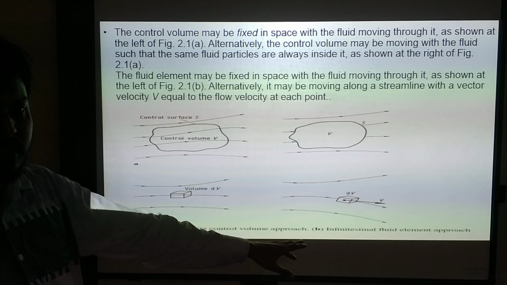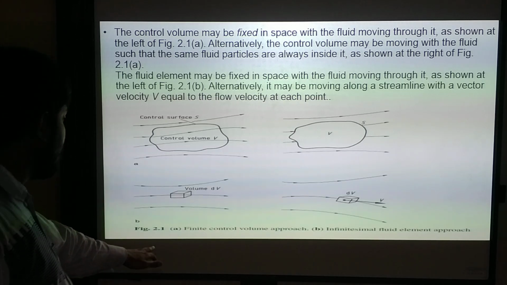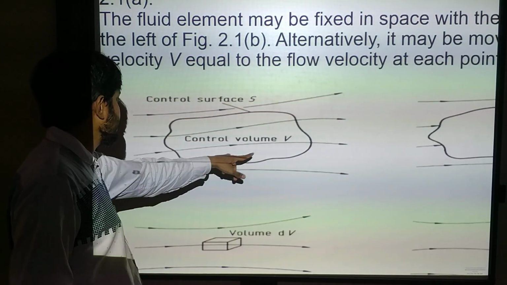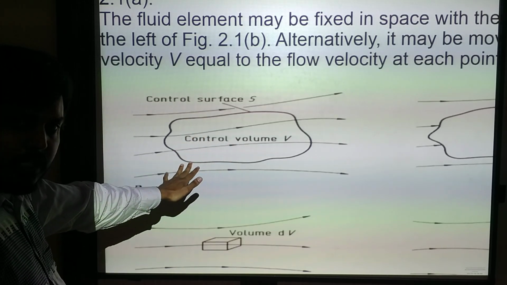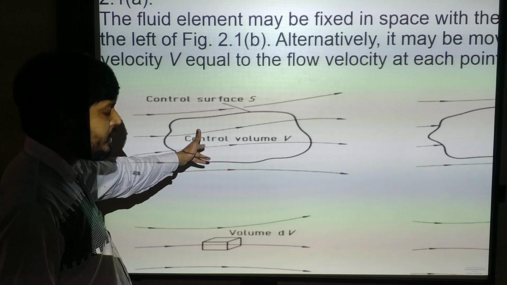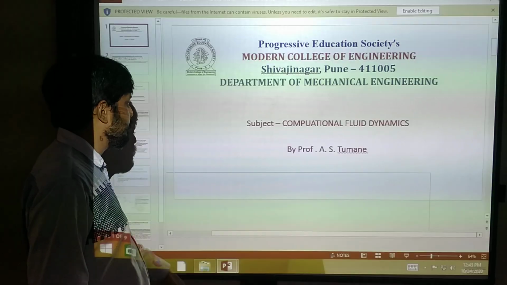The second model is the infinitesimal fluid element approach. See here, this is the control surface and this is the control volume. It may be of any irregular shape, that is not important here. We do not have to make it a regular shape, it may be any irregular shape. This is the advantage of the control volume approach.